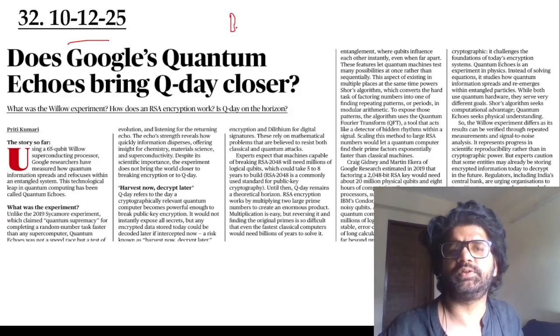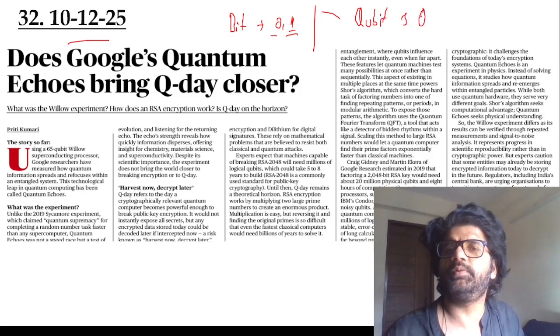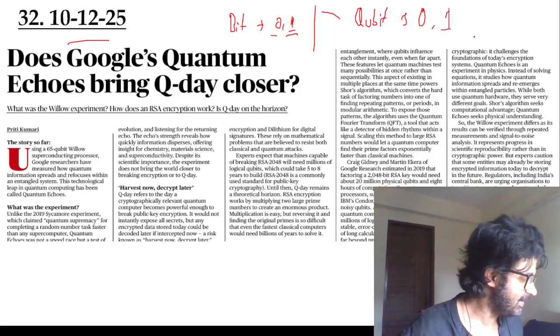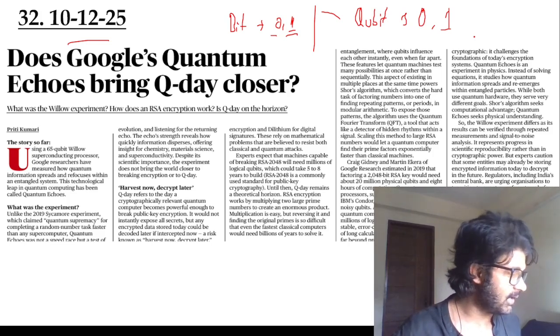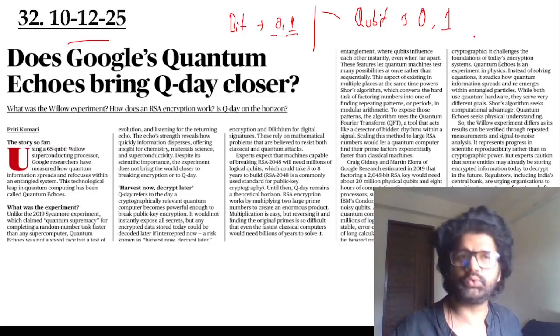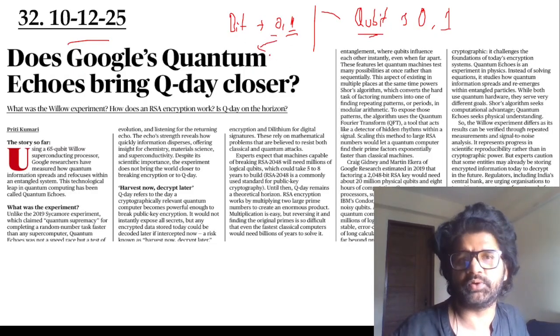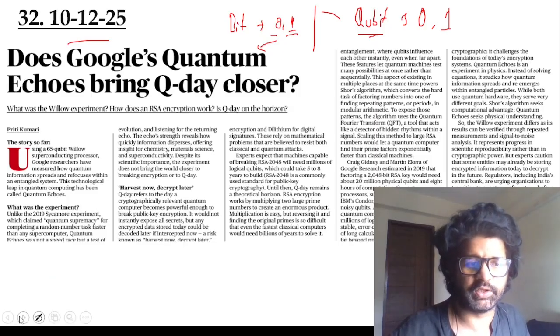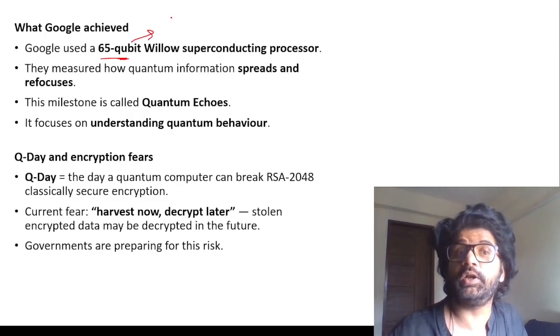You have a bit system, 0 or 1. Either a bit can be 0 or 1. But in quantum computing, they have this qubit system where it can be 0 and 1 at the same time, like light. It can be a particle and a wave at the same time. This article is saying that there will be a period sooner rather than later when these quantum computers will be able to break our current encryption and decryption model, the RSA model. So Google used a 65 qubit. Now a qubit is for quantum computers, where a bit will be 0 and 1 at the same time.